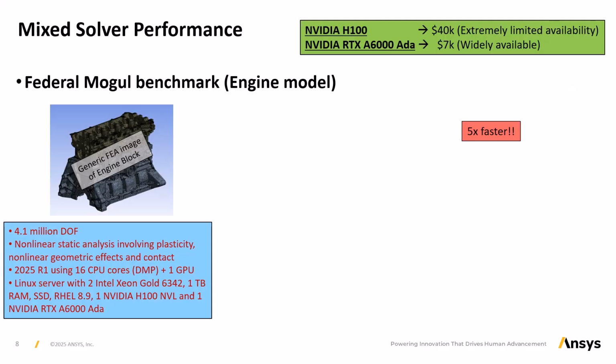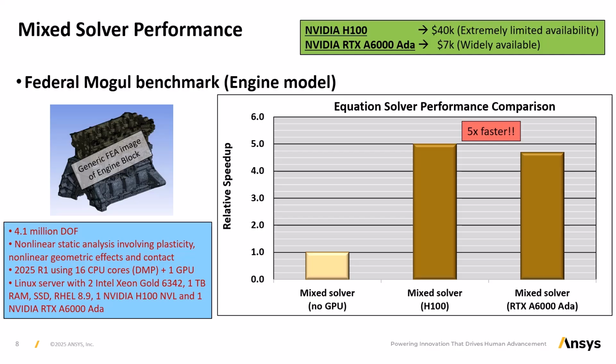Here's an engine block benchmark that shows the performance advantages of using the mixed solver with various GPU cards. The benchmark is a nonlinear static analysis of about 4 million degrees of freedom using the latest release 2025 R1 software with the GPUs. Its baseline is running the mixed solver without a GPU. The first GPU used in this benchmark is the NVIDIA H100, which is a data center card. Running the mixed solver on this GPU leads to a 5x improvement in terms of the performance relative to the baseline.